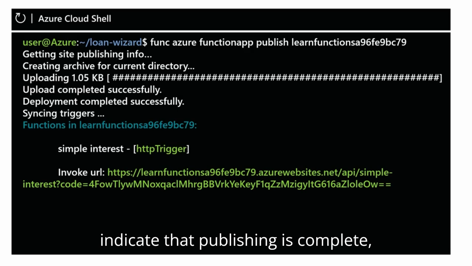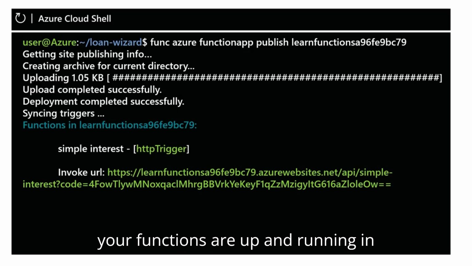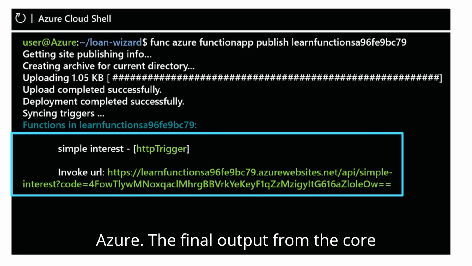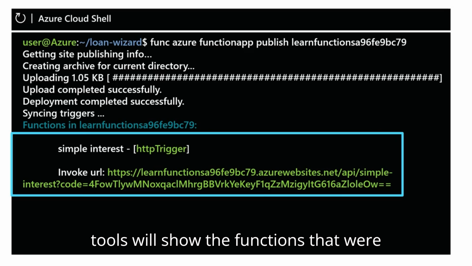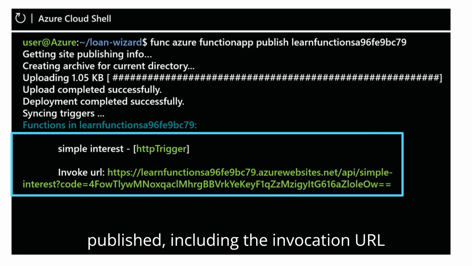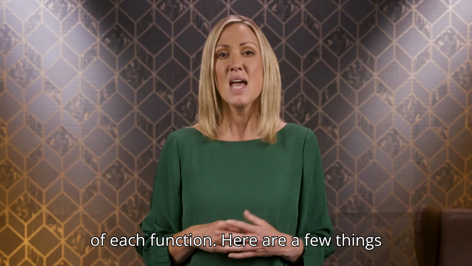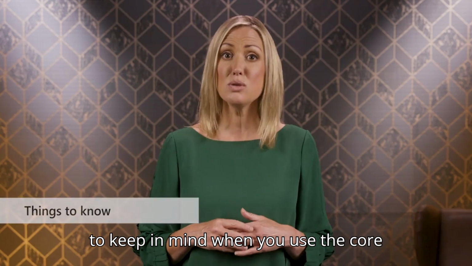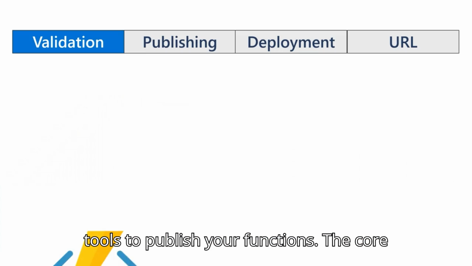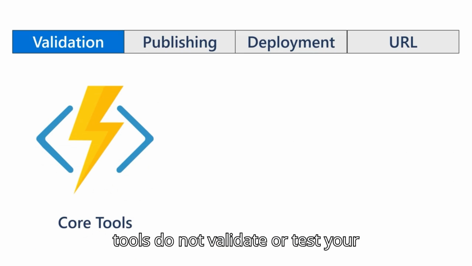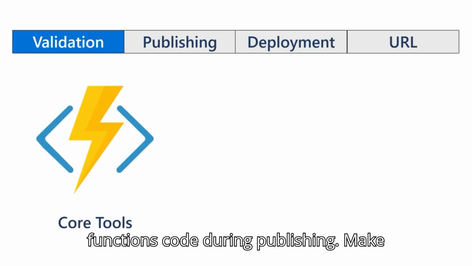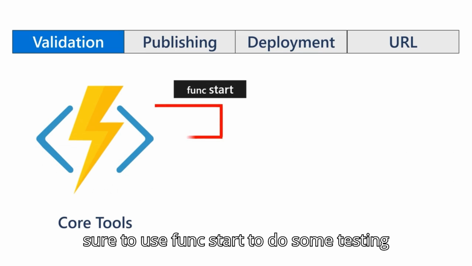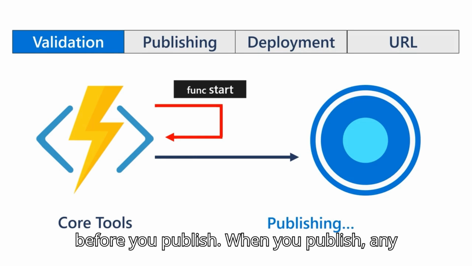Once the tools indicate that publishing is complete, your functions are up and running in Azure. The final output from the core tools will show the functions that were published, including the invocation URL of each function. Here are a few things to keep in mind when you use the core tools to publish your functions. The core tools do not validate or test your functions code during publishing. Make sure to use func start to do some testing before you publish.